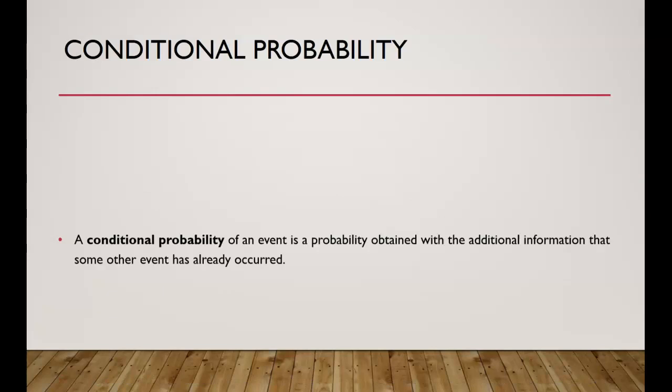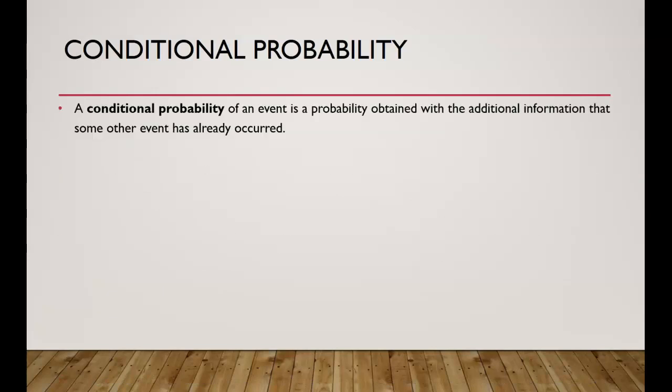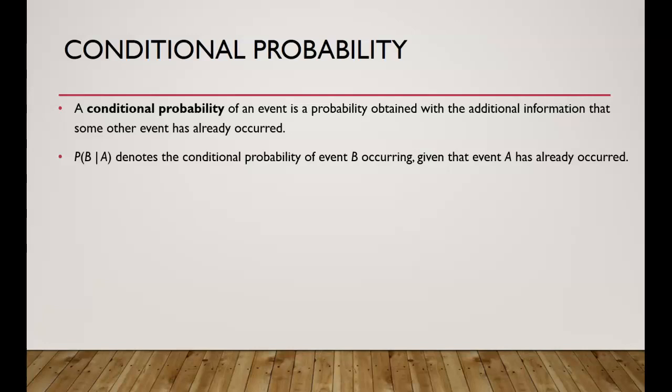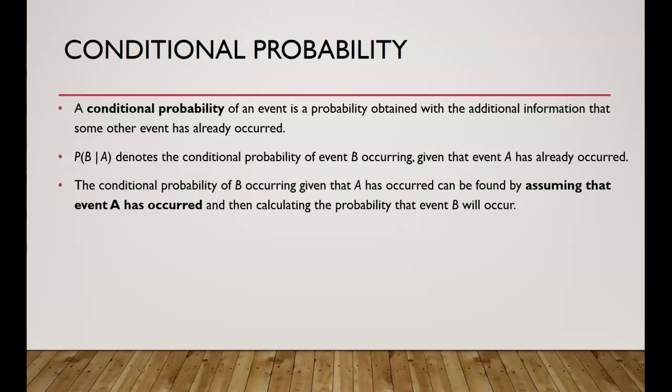Now let's learn about conditional probability. Conditional probability of an event is a probability obtained with the additional information that some other event has already occurred. P of B given A denotes the conditional probability of event B occurring given that event A has already occurred. It can be found by assuming that event A has occurred and then calculating the probability that event B will occur.